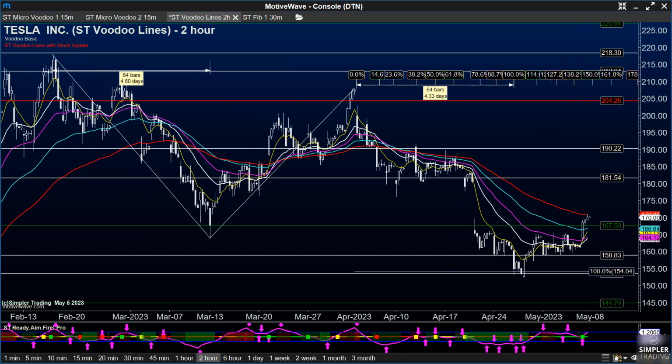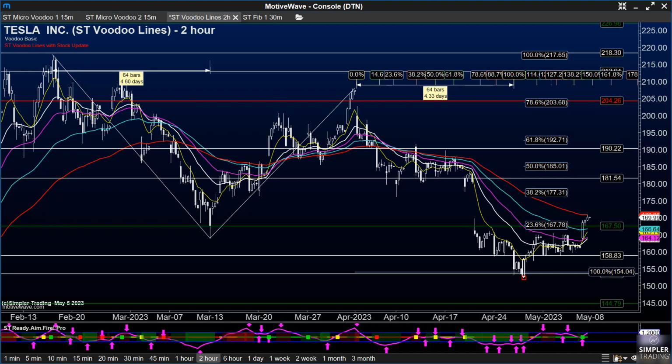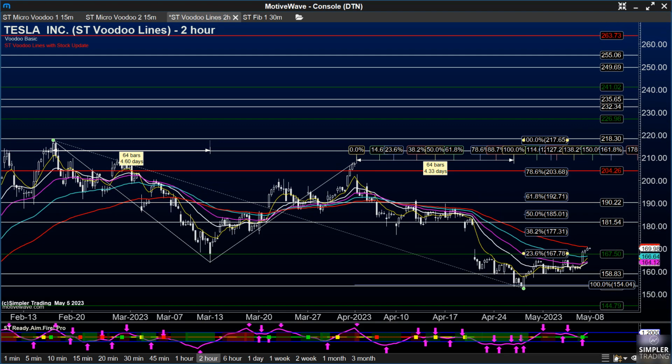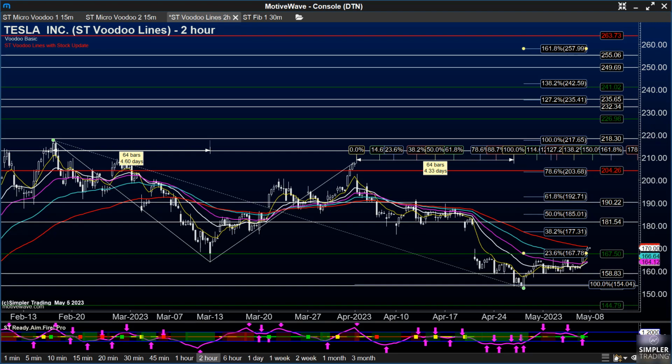But what I'll be looking to do, if we have finished a counter trend move down and we're going to reverse and turn back up, then an initial target would be measuring down from the February high into last week's low, and then identifying target one as 127.2% of that initial leg. That comes in at 235.41, and then target two, 161.8% external retracement, comes in at basically 258.